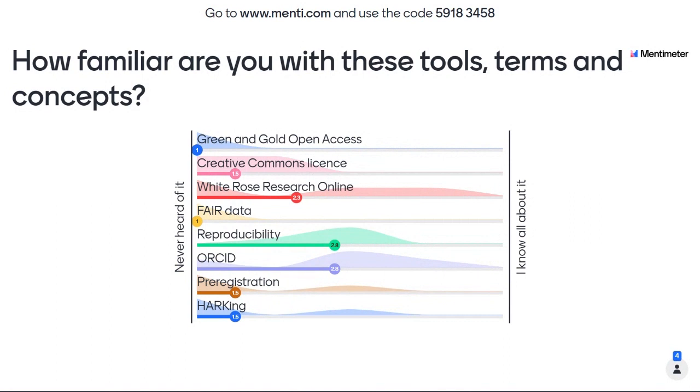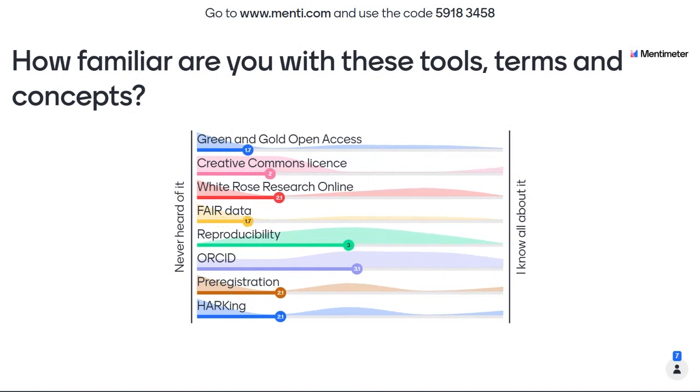So I'm just interested as well to get a sense of how familiar you may or may not be with some of these terms. Just indicate with a slider. I think it should be fairly intuitive to use. Your familiarity with green and gold open access, Creative Commons licenses, the White Rose Research Online, FAIR data, reproducibility. These are terms I've chosen really much at random. A lot more I could have used. ORCID, preregistration, and HARKing. So obviously on the left-hand side, you've never heard of it, and then the slider bar right up to the right-hand side, I know all about it.